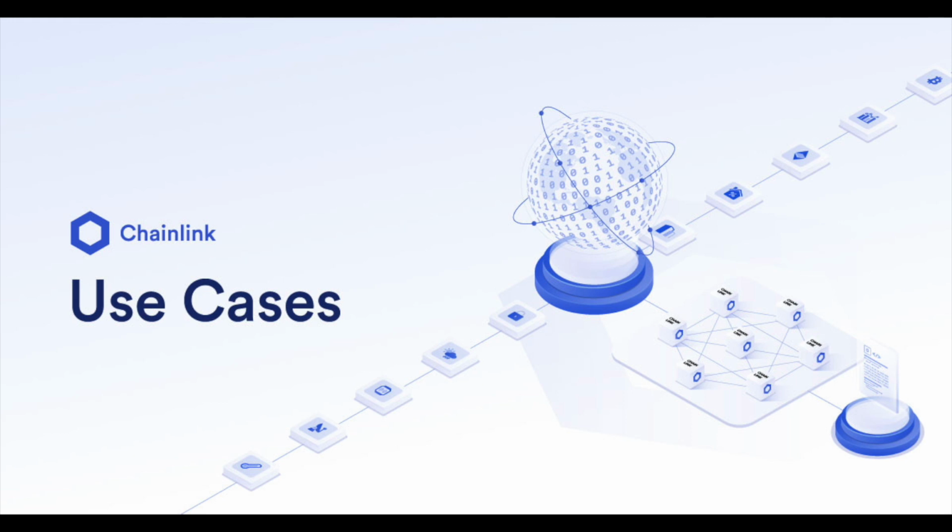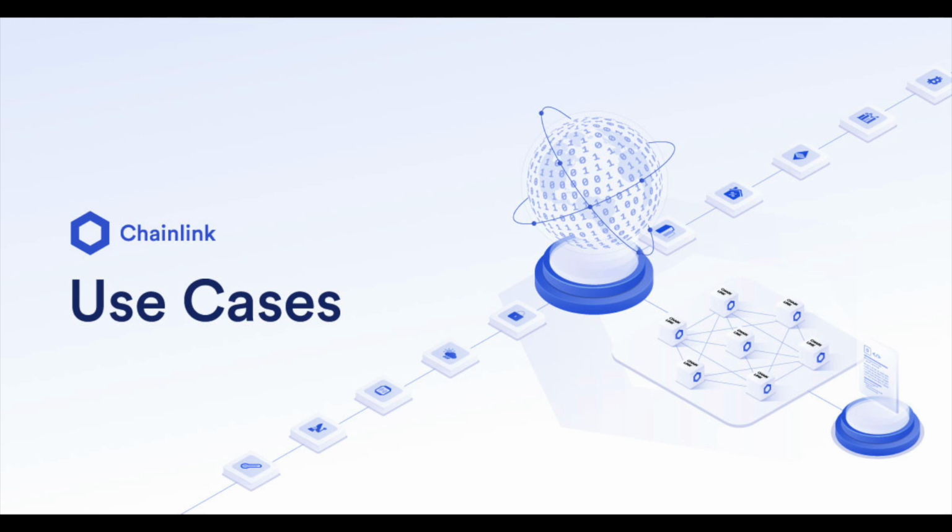Now that we've covered who's behind the project, let's take a more detailed look at some of the use cases a decentralized oracle like Chainlink provides. Supply chain management. Chainlink could be used to create smart contracts that track the movement of goods through the supply chain and ensure that all parties involved adhere to the terms of the contract. Financial services. Chainlink could be used to enable smart contracts to access real-time financial data, such as stock prices or foreign exchange rates, and use this data to facilitate financial transactions.